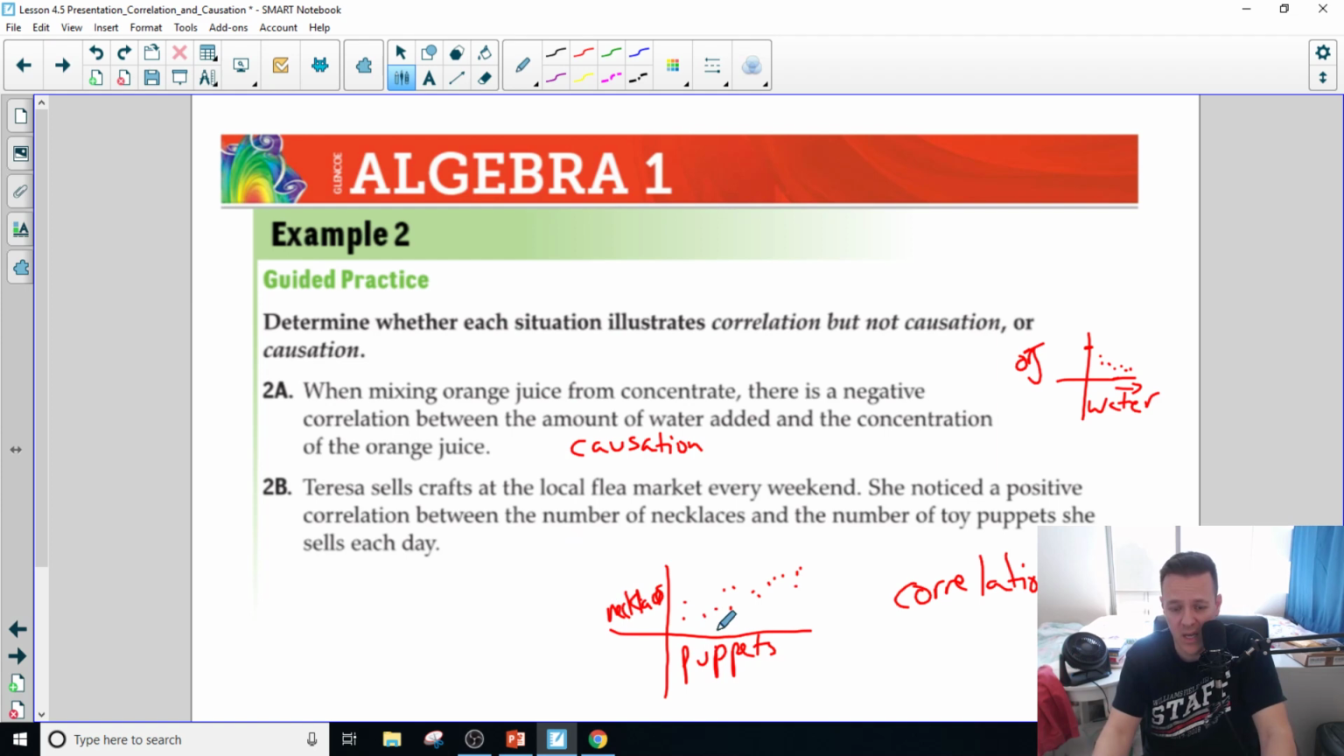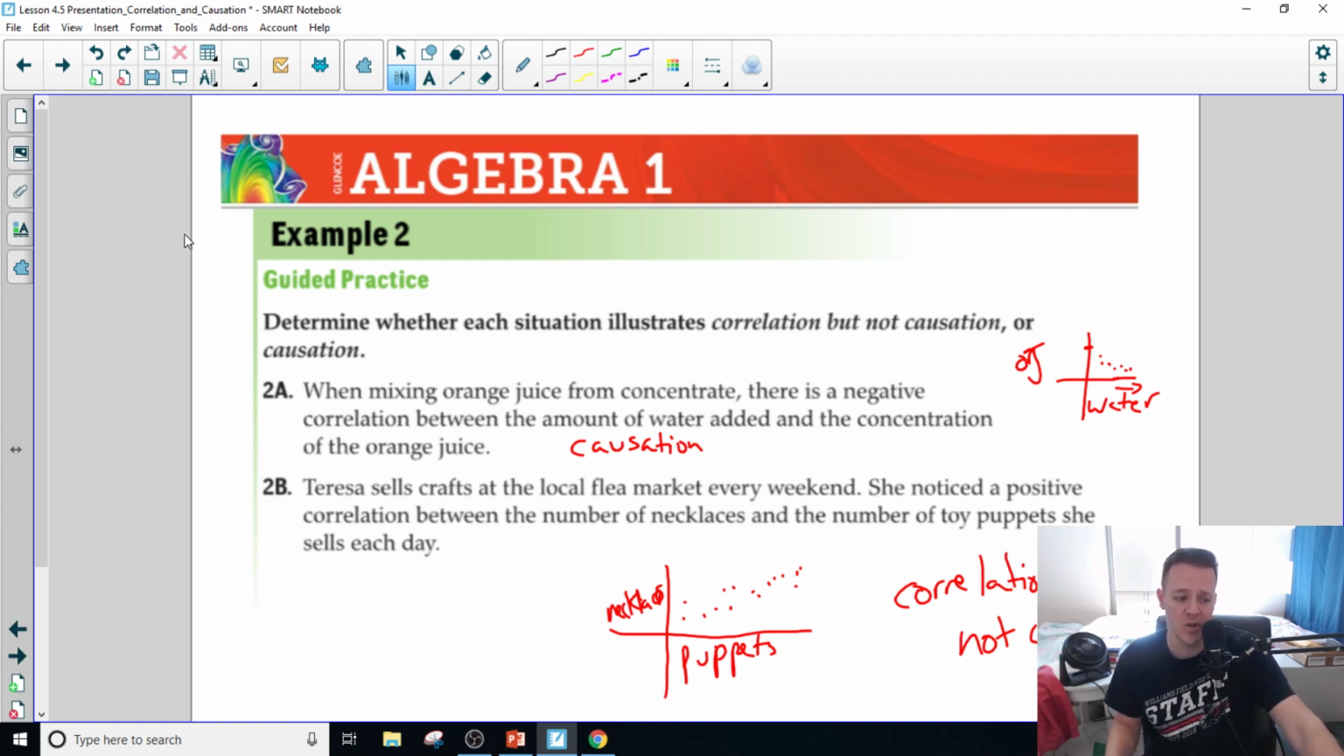Hopefully you guys understand that there's a correlation, but there's not causation. If she sells a whole bunch of necklaces, that doesn't mean she's also selling a whole bunch of puppets. It just happens to be that she's having good and bad sales days, okay? So that's the end of this lesson.